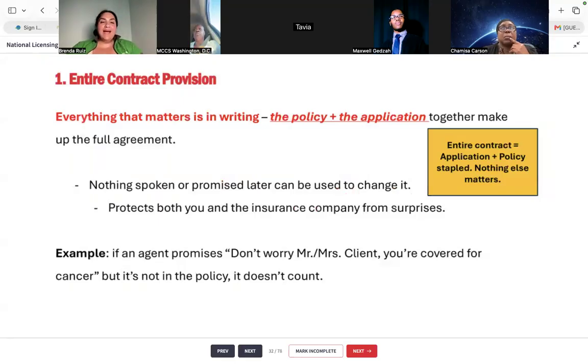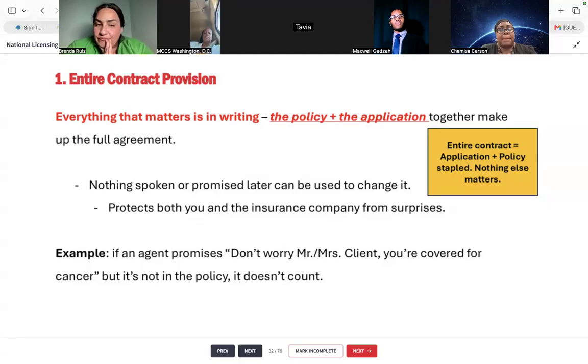Okay. So the entire contract provision, this is talking about when you receive your life insurance policy, right? So you've already applied as the client, you've already been approved, okay? Now you're getting the entire contract, right? You get your contract, okay? Now, everything that matters is going to be in writing. Okay, that's what this means. Everything that matters will be in writing. Okay, so it will be in the application or the policy. That together makes up the full agreement. Right? It's a combination of your application plus the contract that they drafted up. That together makes up the full agreement.